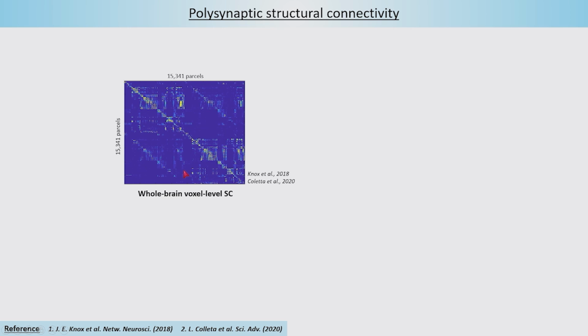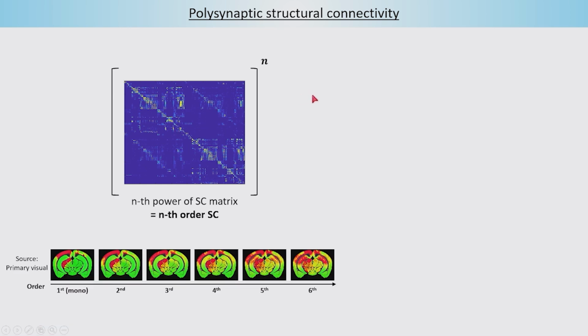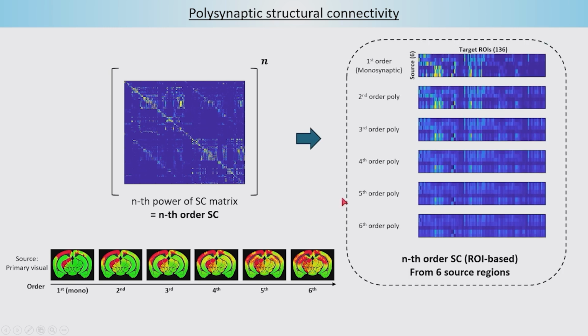So basically, this matrix describes the connection between 15,000 voxels throughout the brain. And by simply multiplying this matrix, taking the power of this matrix, we obtained the nth order structural connectivity. Here I took an example of primary visual cortex. As you can see, with the increasing order of structural connectivity, the connectivity pattern gets broader and bilaterally symmetrical.